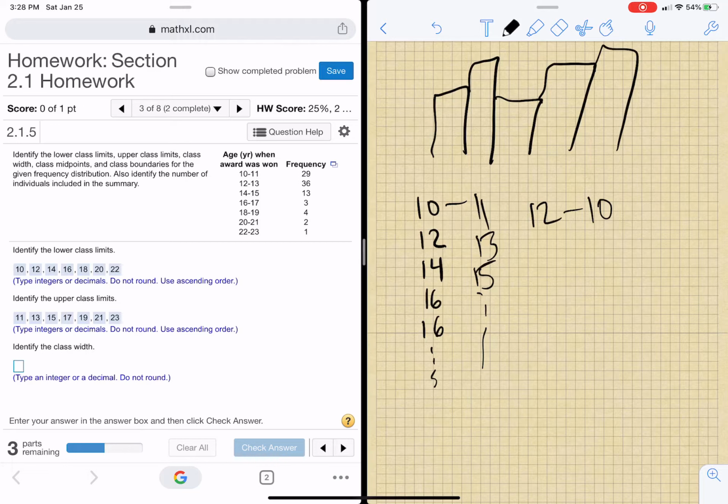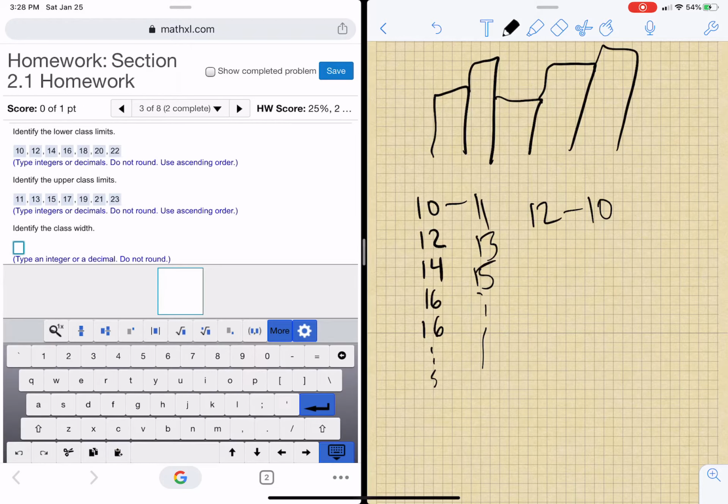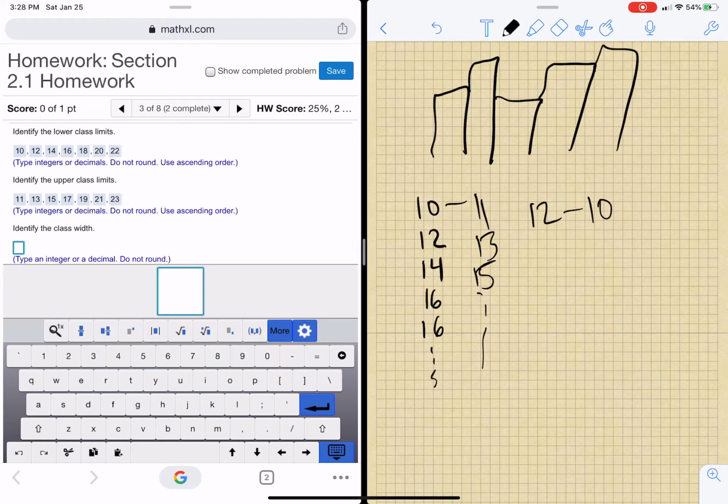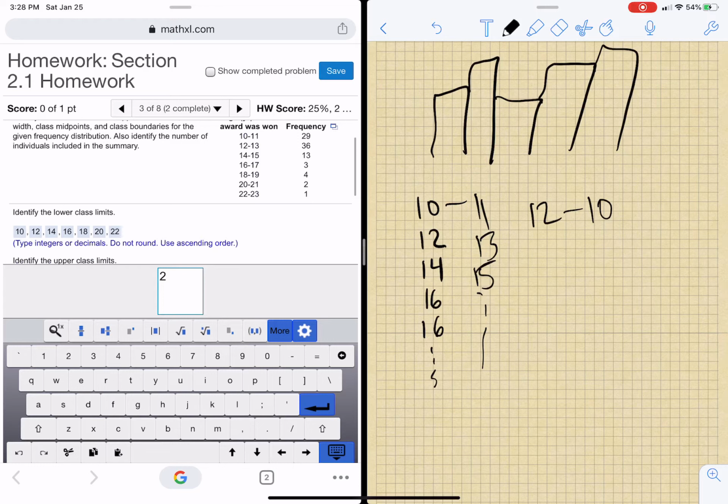Okay, the class width is going to be the first lower limit minus the previous first lower limit, so it's going to be 2. That's tricky sometimes. You could look at it as 14 minus 12, 16 minus 14, etc.